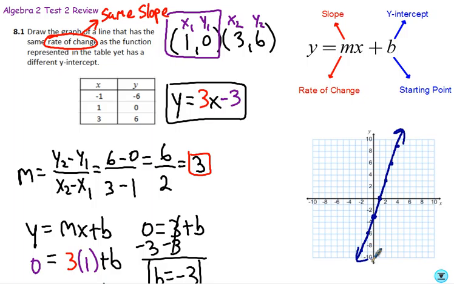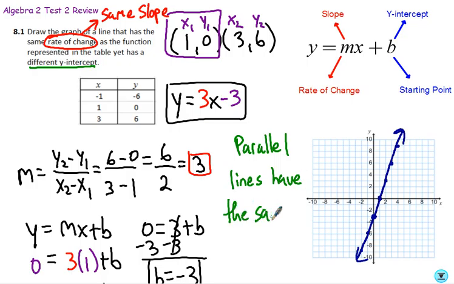What is this question even asking? It says, draw the graph of a line that has the same rate of change as the function represented in the table, yet has a different, let's look back here, a different y-intercept. Well, so basically it's a real kind of tricky way of asking. One note to squeeze in here is that parallel lines have the same slope. And that's what they're really asking for here.